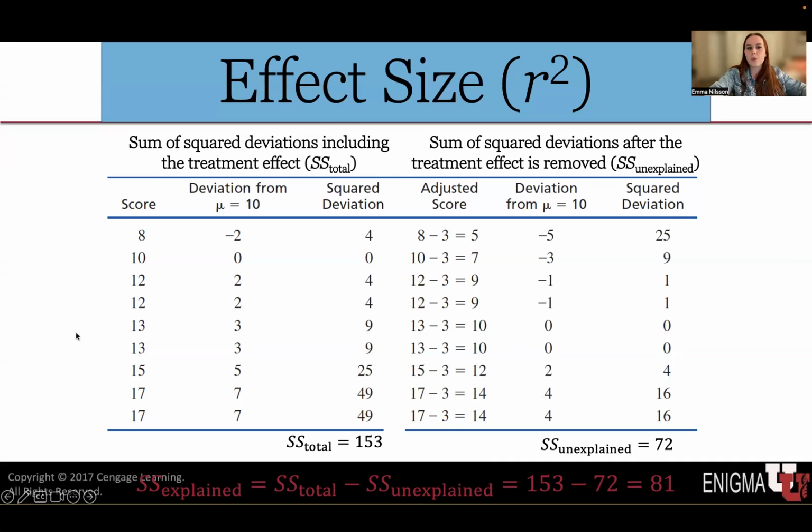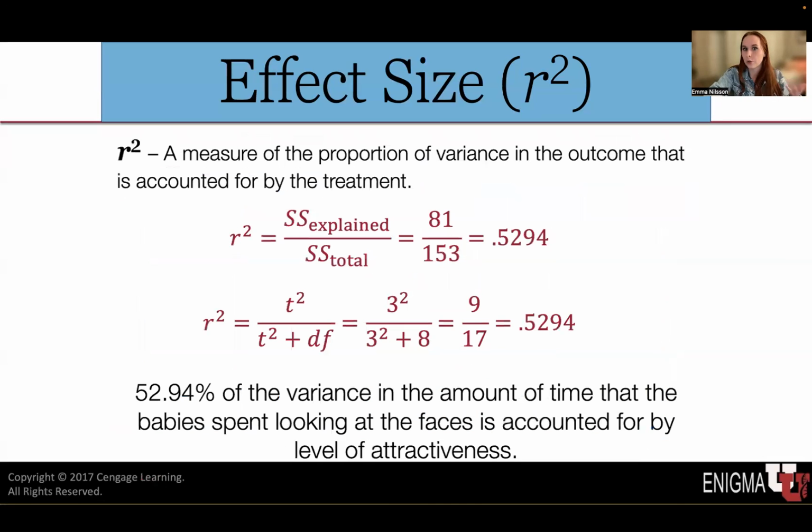We're not going to just report this value as a whole value. Usually you report it as a proportion or percentage of the total variability, which is shown here. R squared is essentially just the variability explained over the total variability, 81 over 153. So in this case, it's going to be 0.5294, which means that 52.94% of the variance in the amount of time that the baby spent looking at the faces is accounted for by the level of attractiveness.